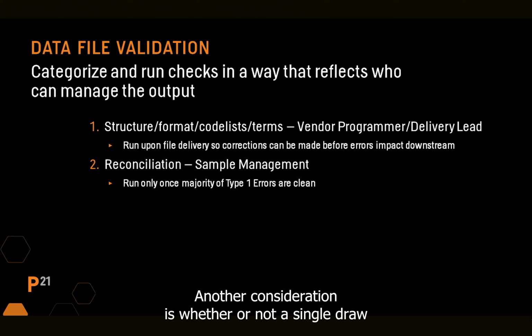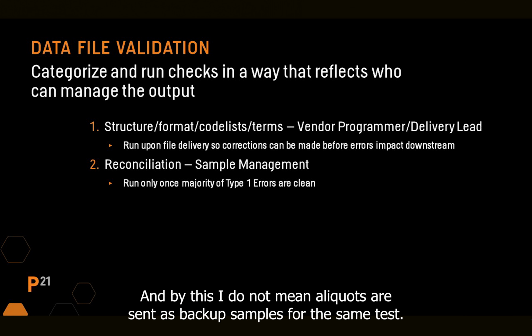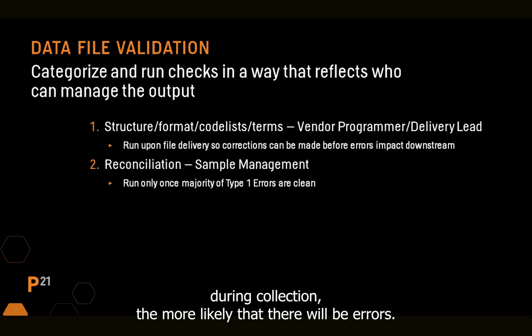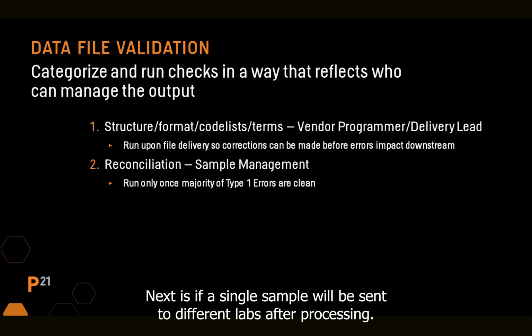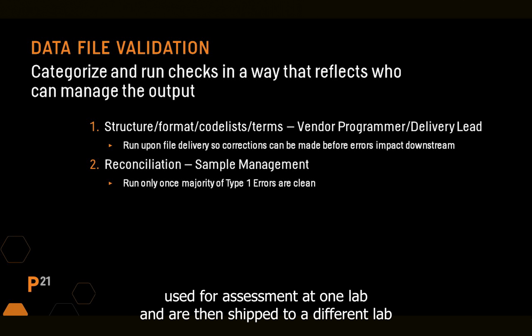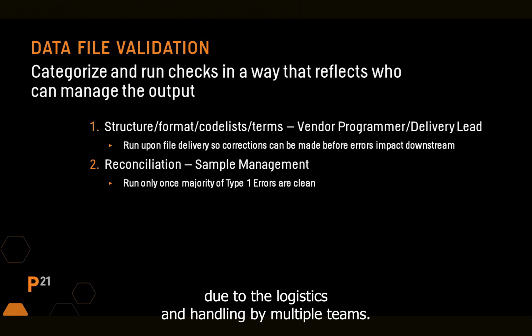Another consideration is whether a single draw is split into different assessments. By this, I do not mean aliquots that are sent as backup samples for the same test. The more steps that someone does during collection, the more likely that there will be errors. Next is whether a single sample will be sent to different labs after processing. Samples that have only part of the material used for assessments at one lab and are then shipped to a different lab have a higher tendency to have reconciliation issues simply due to the logistics and handling by multiple teams.